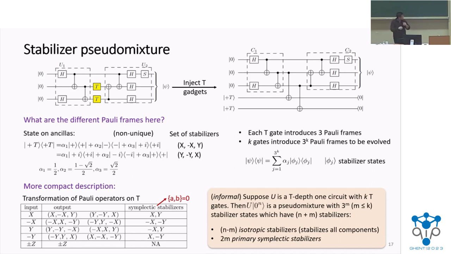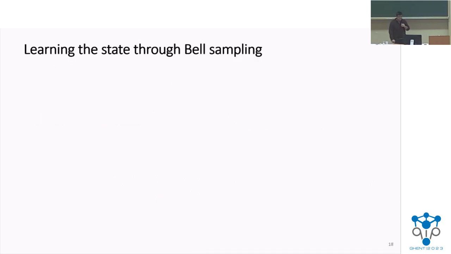And in this case, the n plus k of them can in fact be separated into two sets, where n minus k of them are isotropic, so they stabilize all the components. And you have 2k primary symplectic stabilizers. And by symplectic, I mean they satisfy these anti-commutation relationships.